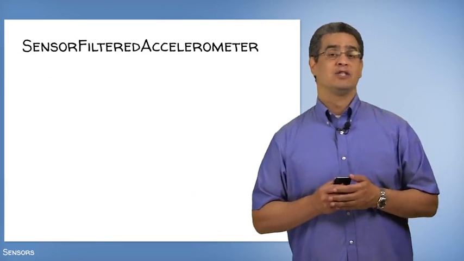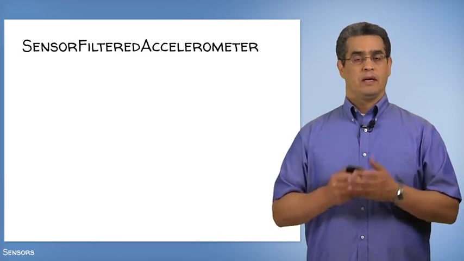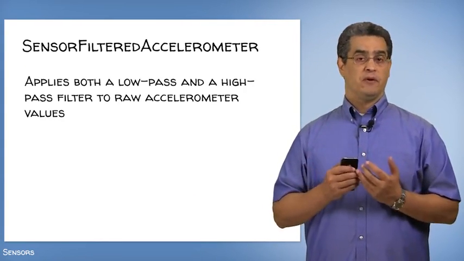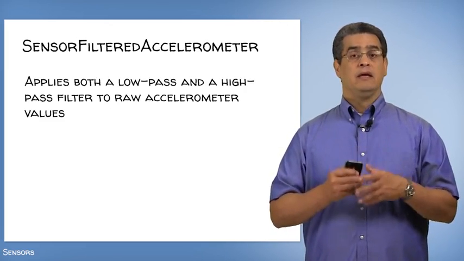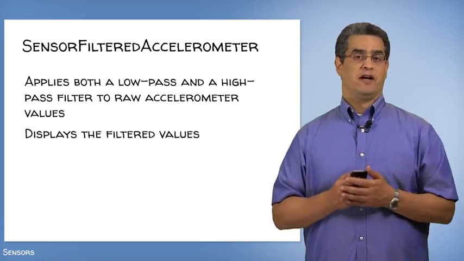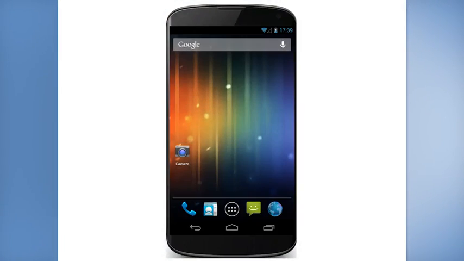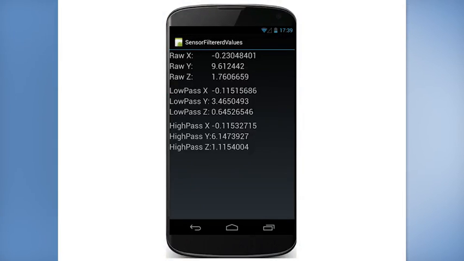The next application is called Sensor Filtered Accelerometer. This application applies both a low-pass and a high-pass filter to the raw accelerometer values, and then it displays the filtered values. Let's run it. Now I'll start up the Sensor Filtered Accelerometer application. As you can see, this application displays 9 text views with numbers in them.